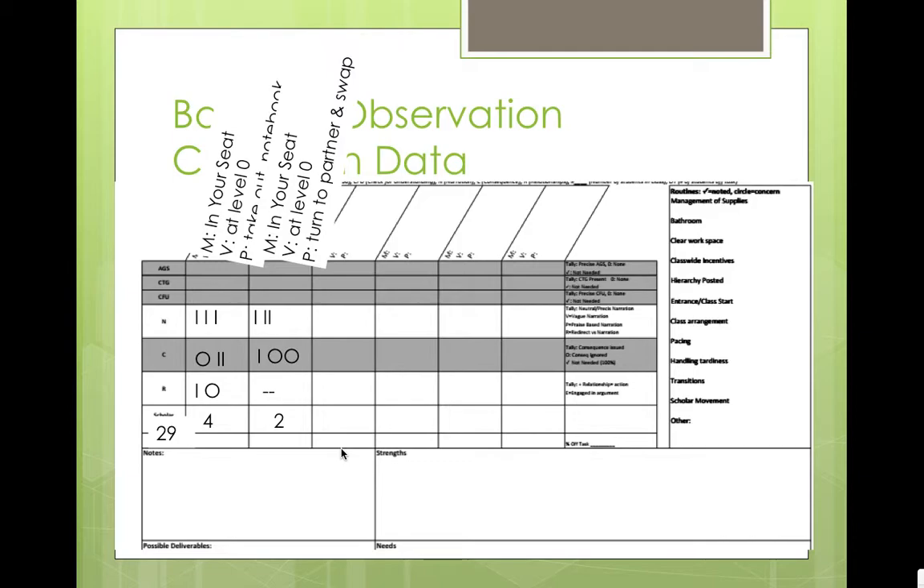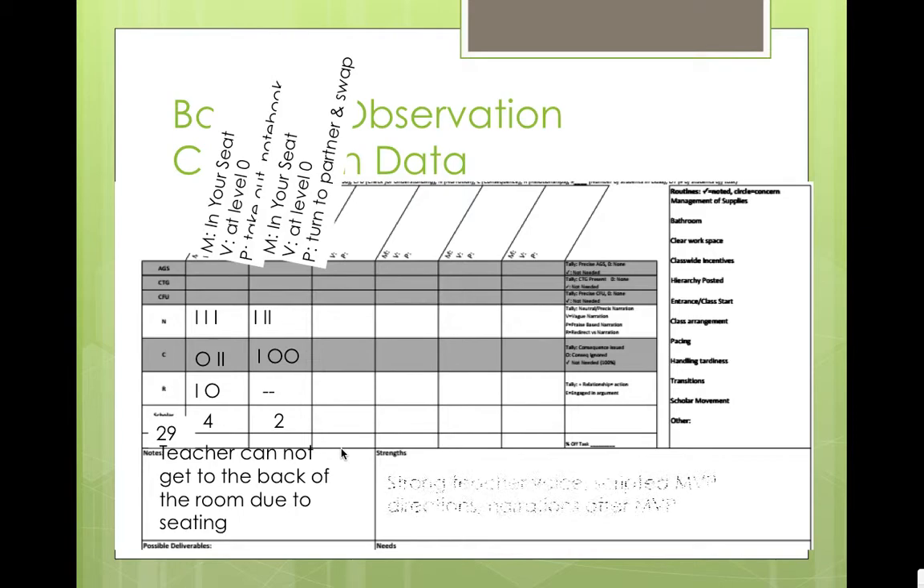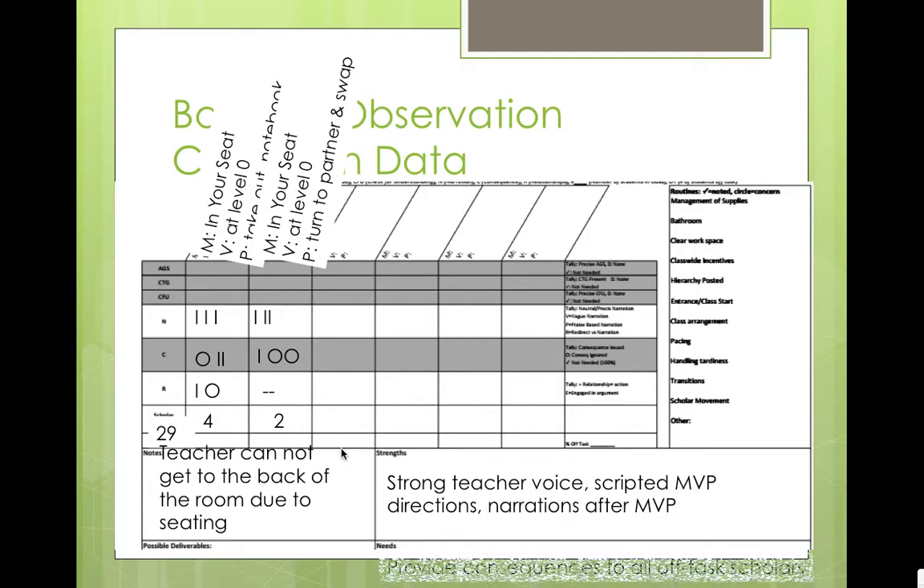After we're done with this form, let's see what we jotted down. We saw that the teacher can't get to the back of the room due to seating. This is important to note because this can help the teacher strengthen and build more relationships and hold students accountable. We also see that the teacher has a strong teacher voice, obviously uses scripted MVP directions, and narrates 3 after every MVP. Great teacher moves here that need to be noticed. One thing that we did see, though, was that the teacher does not consistently provide consequences to every off-task scholar. We're going to jot this down as a need that the teacher will have.